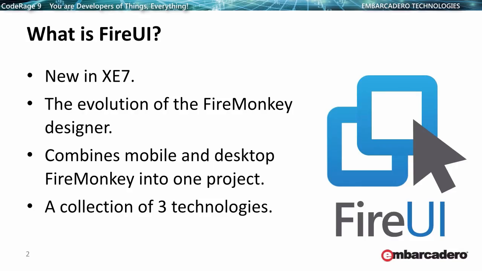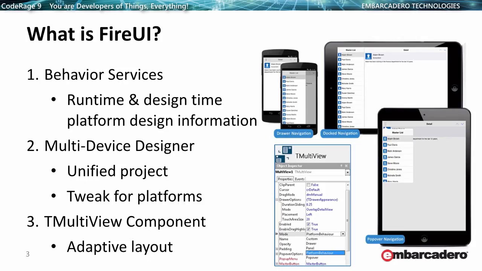And it's actually made up of three different technologies. The first technology that is behind the scenes is called behavior services. This provides runtime and design time platform design information. The second technology is called the MultiDevice Designer. This is the designer that allows you to design your UI once and then modify it and tweak it to get the perfect customization for all your platforms.